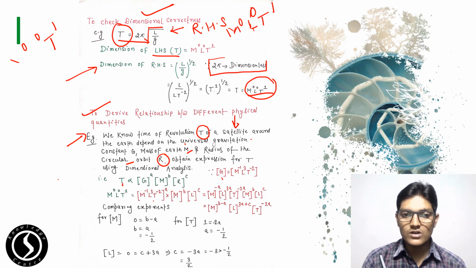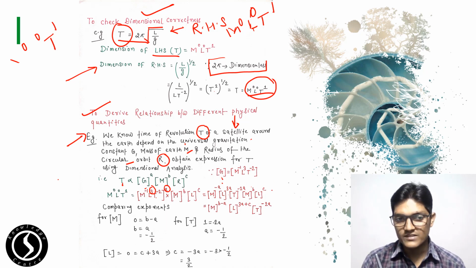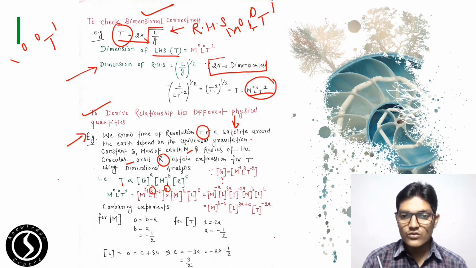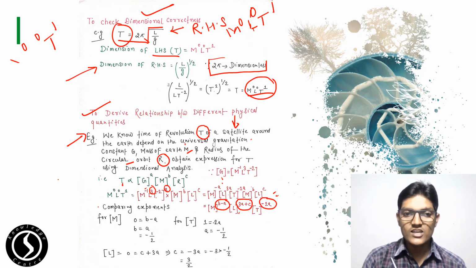Now if you equate all these powers here, what does it become? M to the power minus a, L to the power 3a, and T to the power minus 2a, then M to the power b and L to the power c. Now if you just combine this, it will become M to the power b minus a, L to the power 3a plus c and T to the power minus 2a. Okay, so now we are comparing the exponents here.